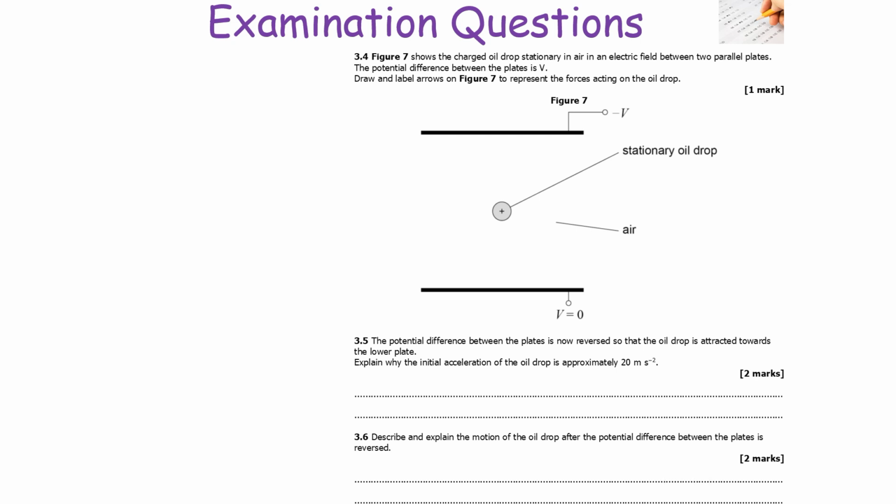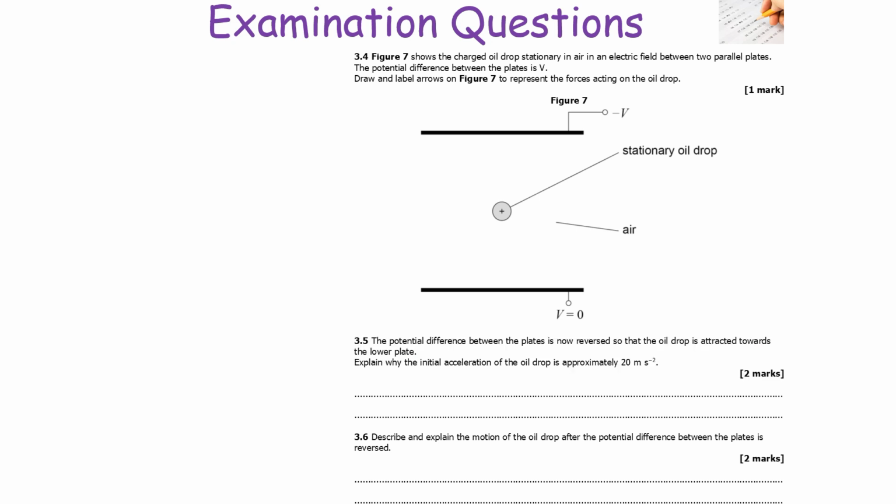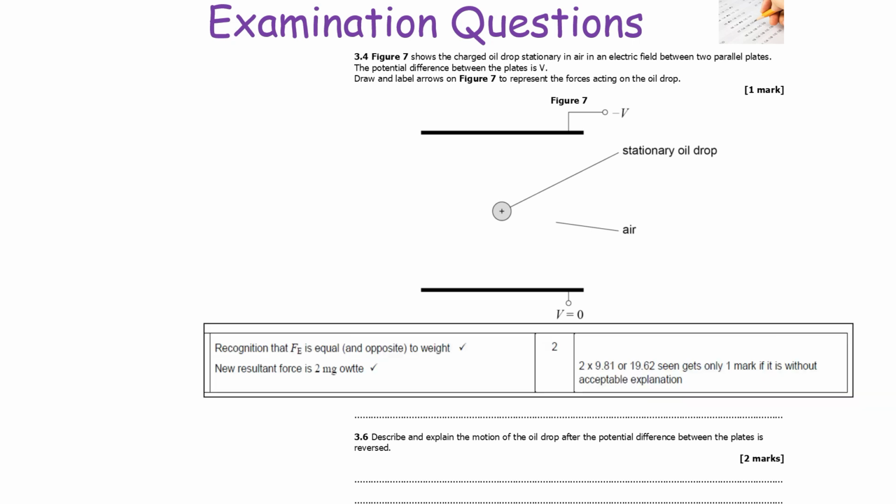Right, it's important to note that the question says the oil drop is stationary. So this tells us that the forces must be in equilibrium with each other. When you look at this particular diagram, you're going to have weight acting downwards, so mg acting downwards, but then in the opposite direction, you're going to have the electrical force acting upwards, Fe. Now the next question asks why the initial acceleration of the oil drop is approximately 20 meters per second squared. Well, that's because in the previous question we said that the two forces were in equilibrium and that the electrical force counteracted the weight of our oil drop.